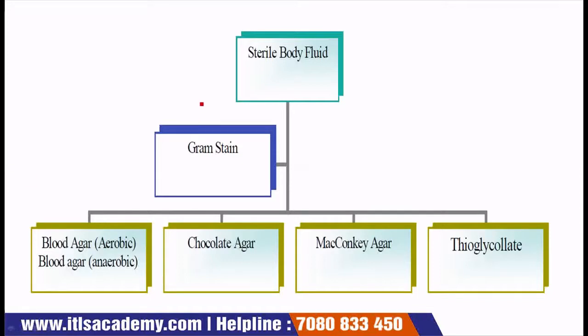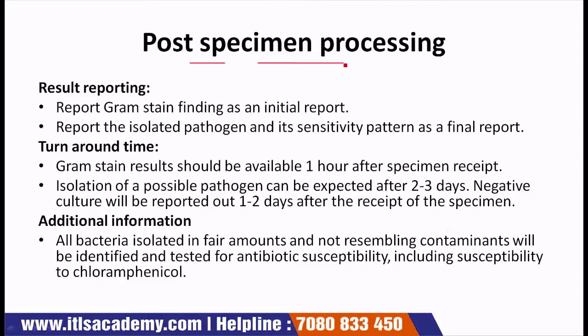Here a diagram is given in which you can easily see the process of diagnosis. First of all, here comes sterile body fluid. Gram staining is done, and after gram staining, processing is done in these four media, that is blood agar, chocolate agar, MacConkey agar and thioglycolate. Specimen processing.